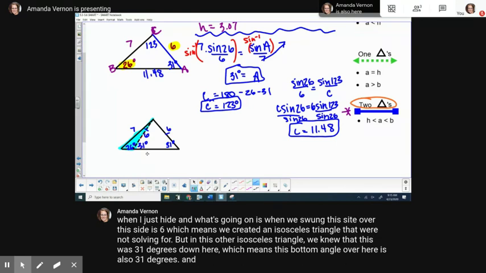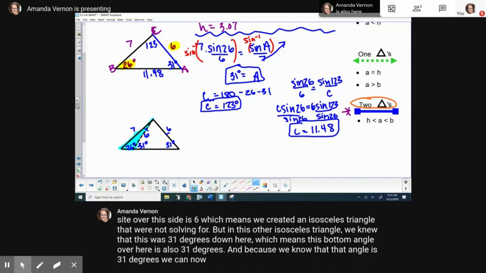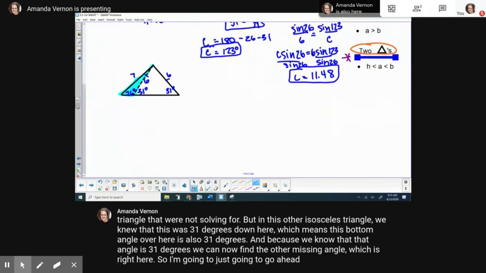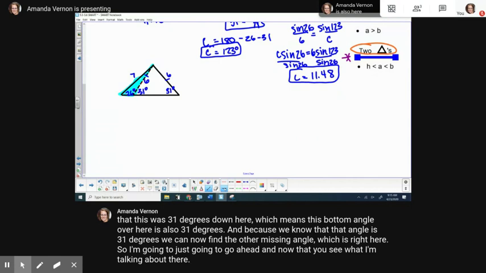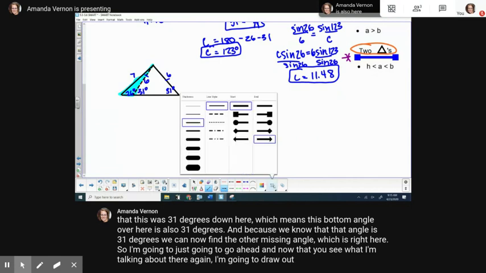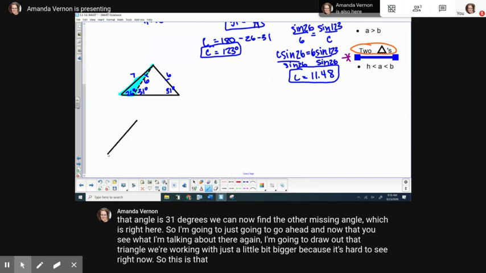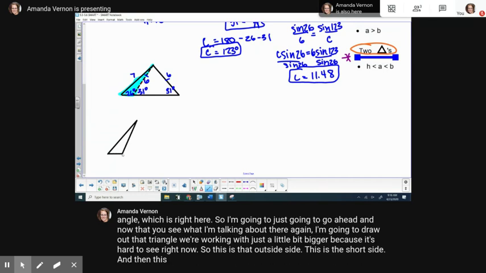And because we know that that angle is 31 degrees, we can now find the other missing angle, which is right here. Now that you see what I'm talking about, I'm going to draw out that triangle we're working with just a little bit bigger because it's hard to see right now. So this is that outside side. This is the short side. And then this is that. So that's that blue triangle that I sketched there.